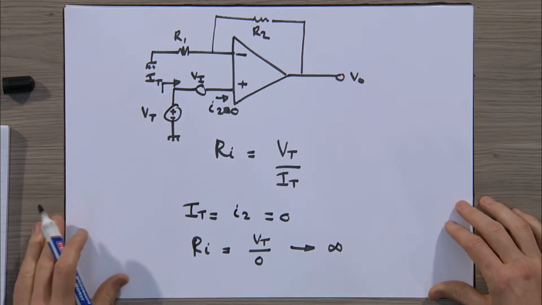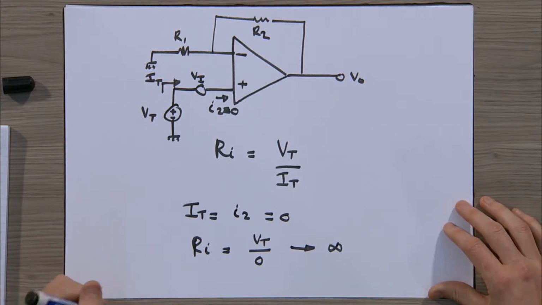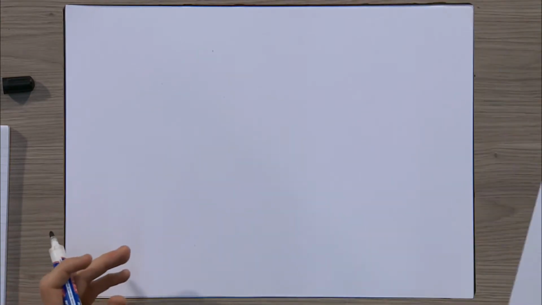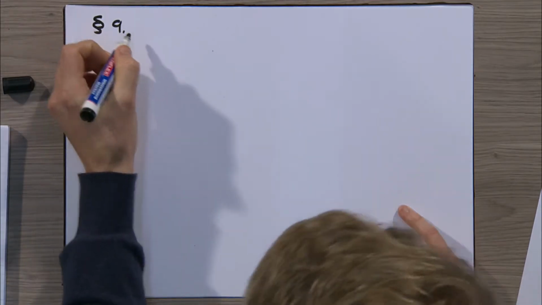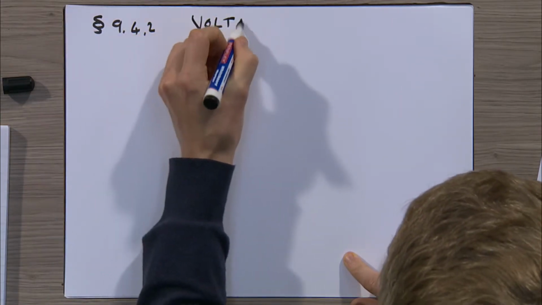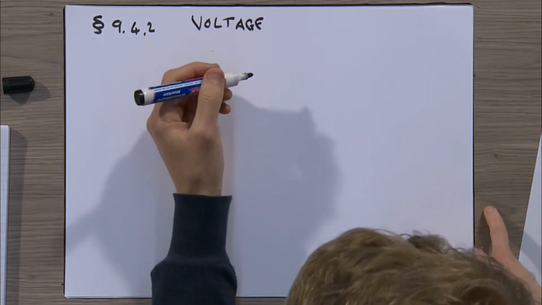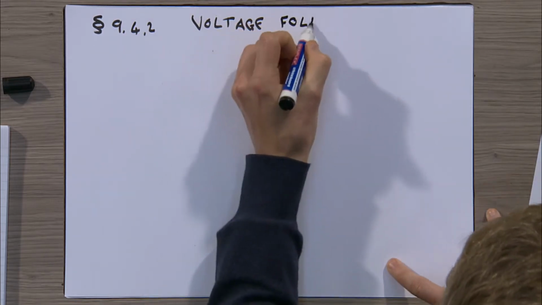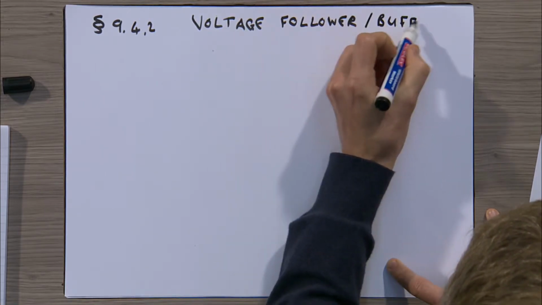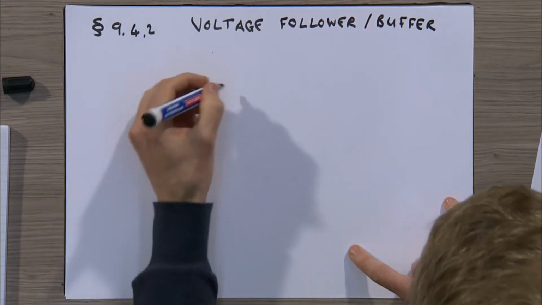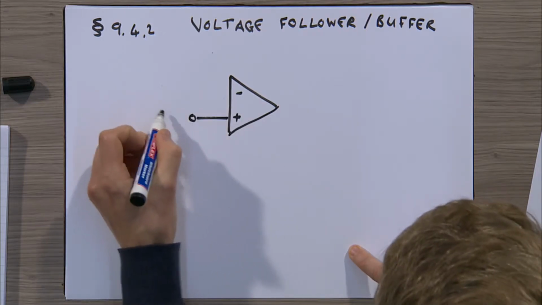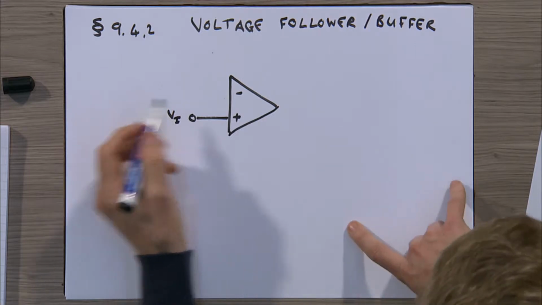Okay, let's have a look at the special case of the non-inverting operational amplifier, which we'll call the voltage follower or the buffer. That is section 9.4.2. It's called a voltage follower because it doesn't amplify the voltage, it simply follows the voltage, also called a buffer. Initially it looks like a bit of a useless amplifier, but there is a very valuable use for it.